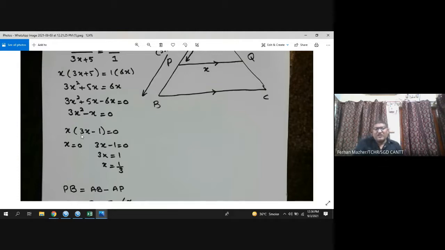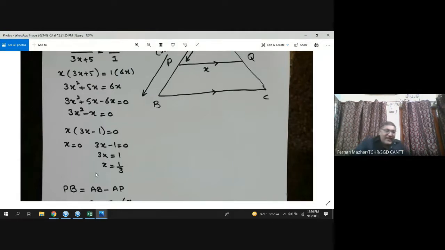So it means they both are 0, or either one of them is 0. So I will make them 0. So this x is 0, or 3x minus 1 is equal to 0. I will take this minus 1 to the other side, and 3x equals 1. This 3 multiplying here will go to the other side and divide. So you will have x equals 1 by 3.